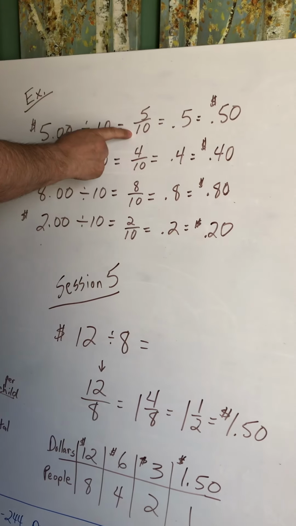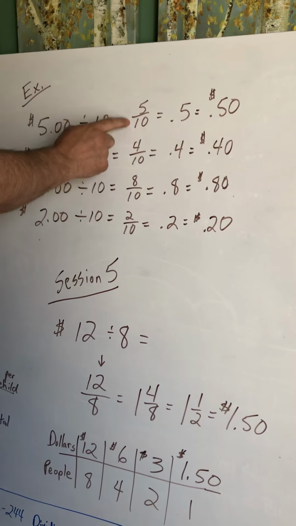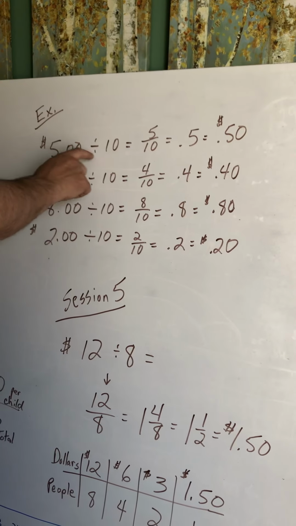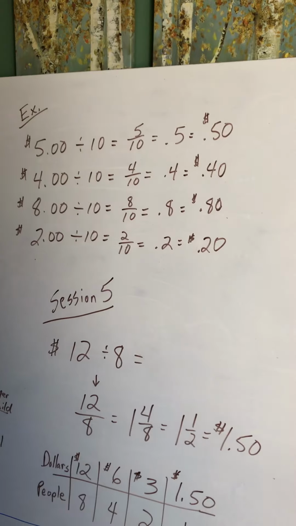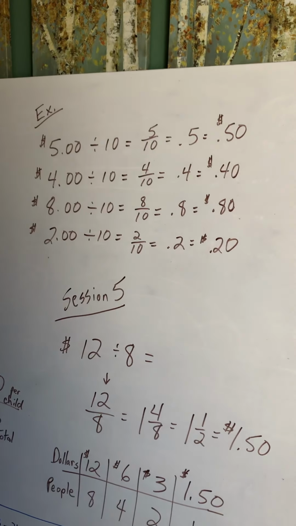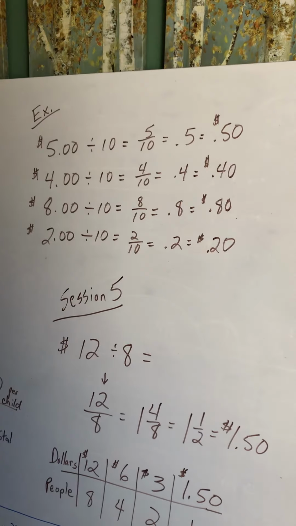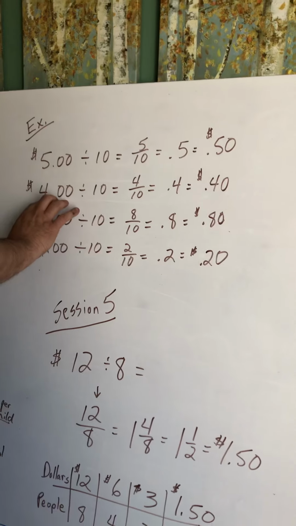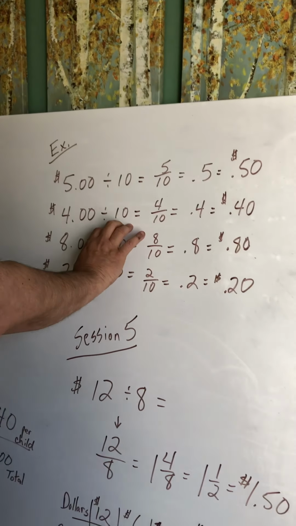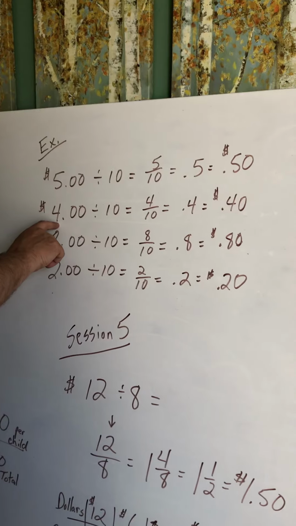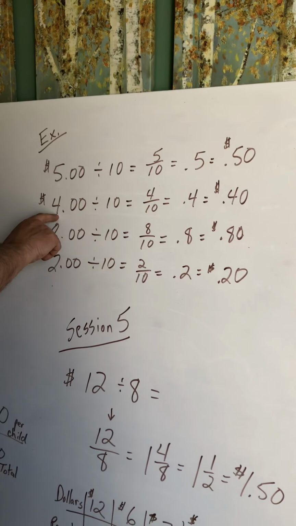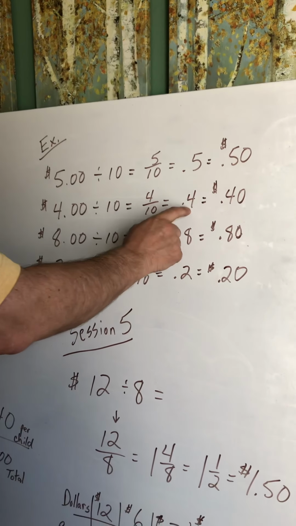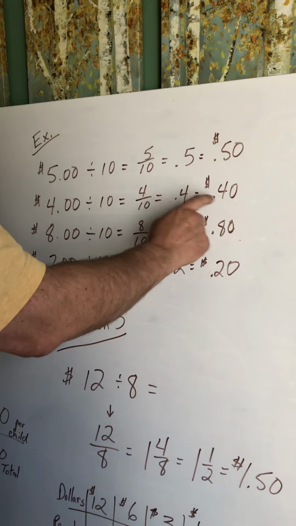Isn't that what 5/10 is? Remember, fractions are also division problems. So 5 divided by 10 is the same as 5/10. And from decimals and fractions, you know 5/10 is 0.5. And when you make that money, it's 50 cents. Okay? So here's $4 divided by 10. Well, since this is $4, it's a whole number 4. 4 divided by 10, 4/10. Decimal, 0.4. Money, 40 cents.